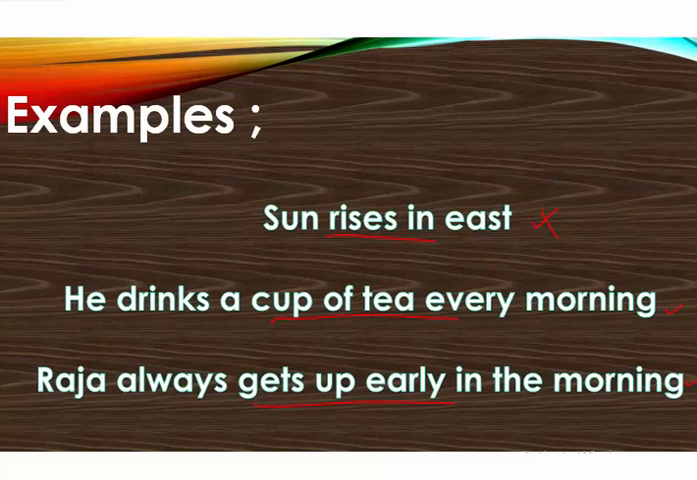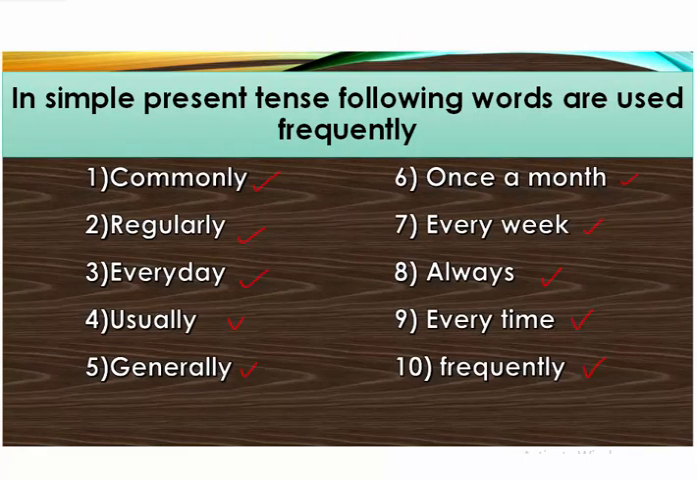In these examples also, you can see the second example. He drinks a cup of tea every morning. Every. See the third example. Raja always gets up early in the morning. Always is here. As I said, these words are commonly used in the simple present tense. So you can easily identify the simple present tense by identifying these words.